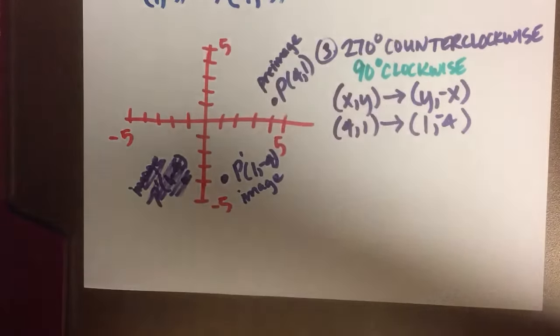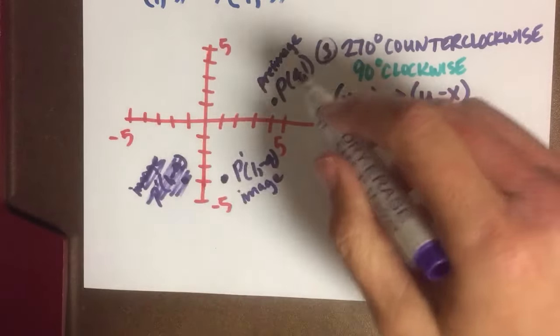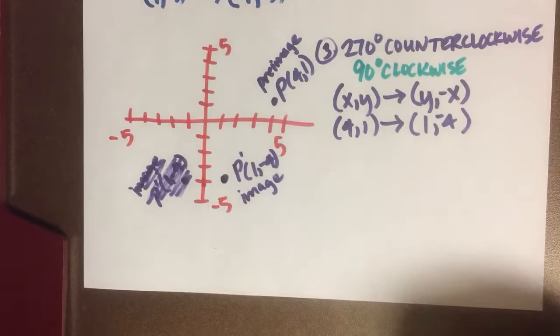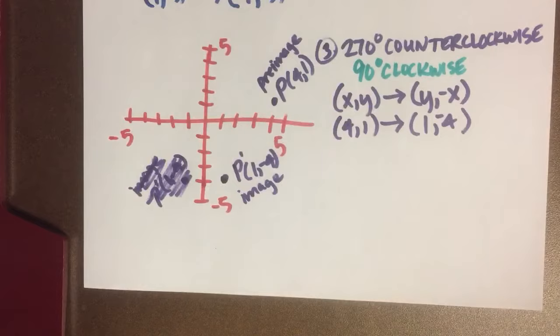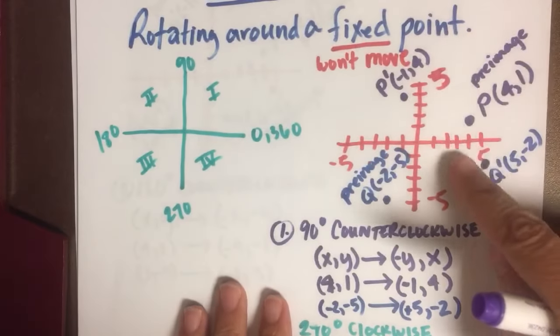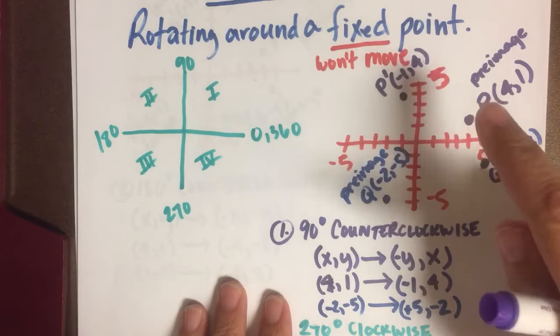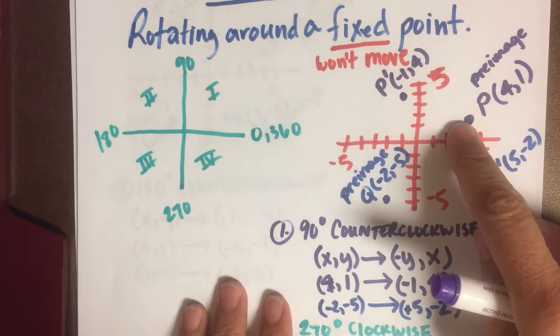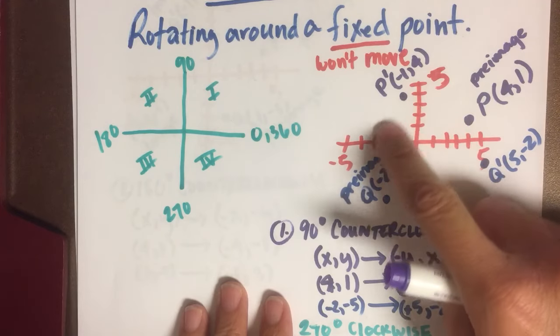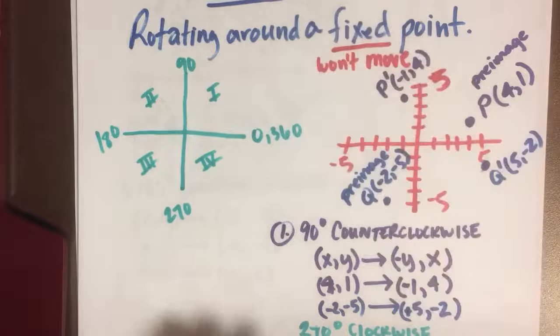Notice when it's 270 and 90, they're only one quadrant away from each other. When it's 180, they skip a quadrant. If I were to keep rotating by 90, after 4 rotations, I'd be back where I started.